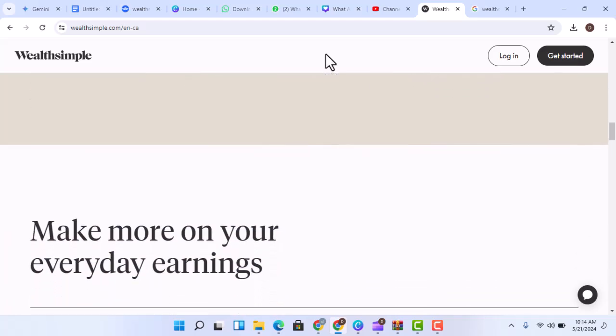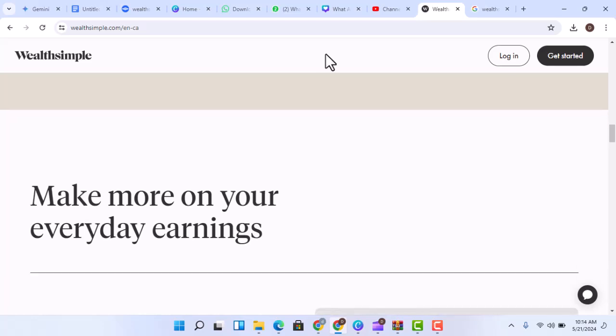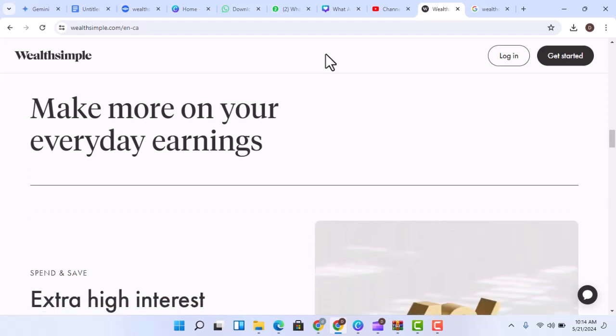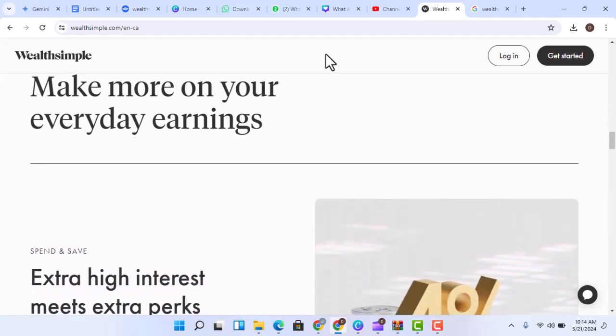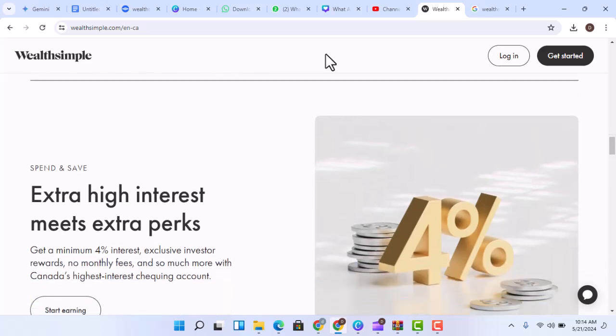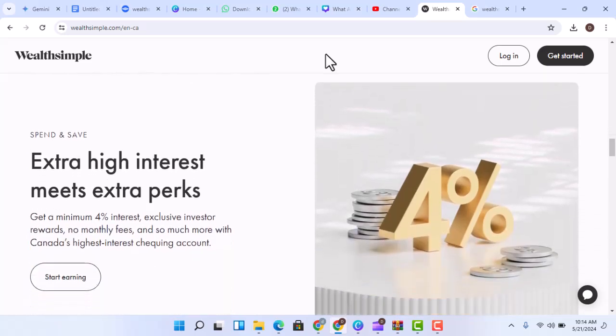Three, other fees. Inactivity fees. If your account remains inactive for a prolonged period, you might be subject to inactivity fees. Withdrawal fees. There might be fees associated with withdrawing funds from your Wealthsimple account.